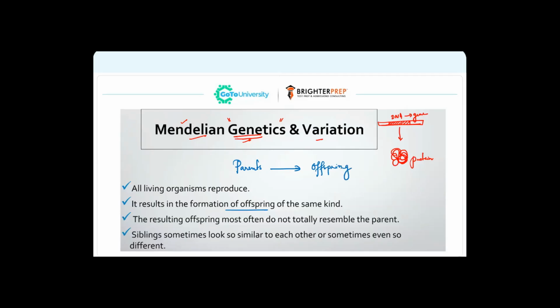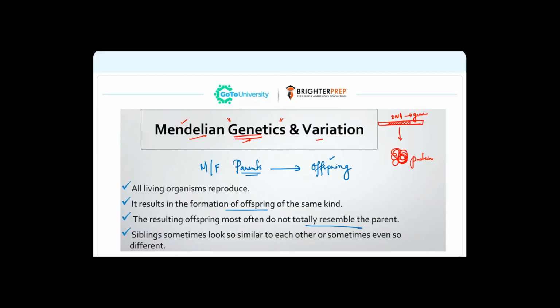This resulting offspring most often do not totally resemble the parent. We are not completely similar to our parents; we are somewhat similar because we have inherited some traits. We might look like our mother, or like our father, or like a mixture of both mother and father characteristics. It is not compulsory that the offspring completely resemble the parent.